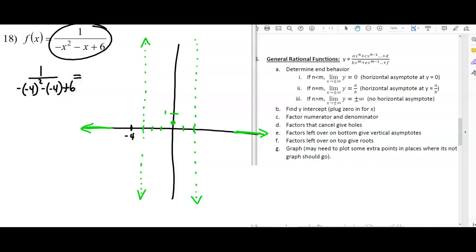And we'll see what I get as a result. I end up getting -1 over 6 if I do that. So what did I do? I plugged in -4 and I got -1/6. And so that point would probably be right about here. It's going to be below the x-axis because my y value is negative. And therefore, I know now which one it must be.